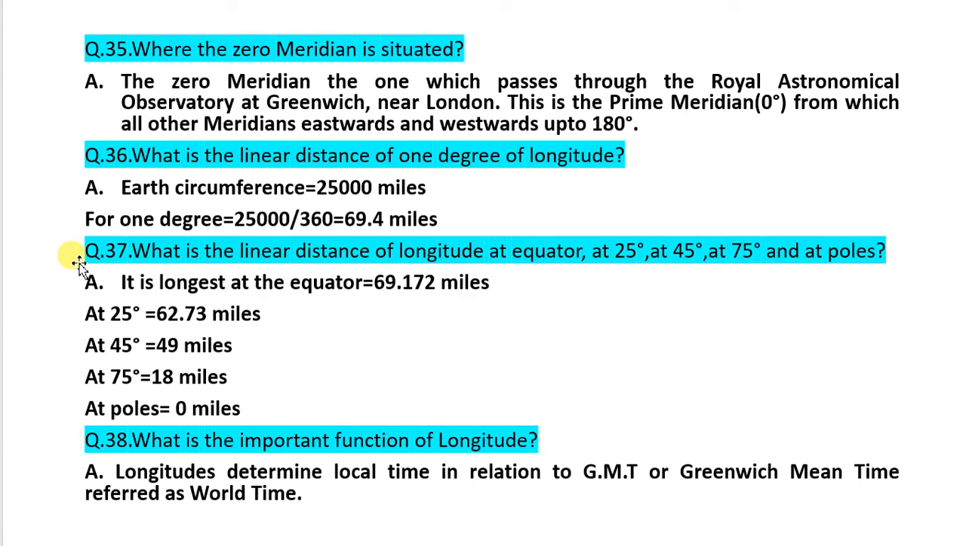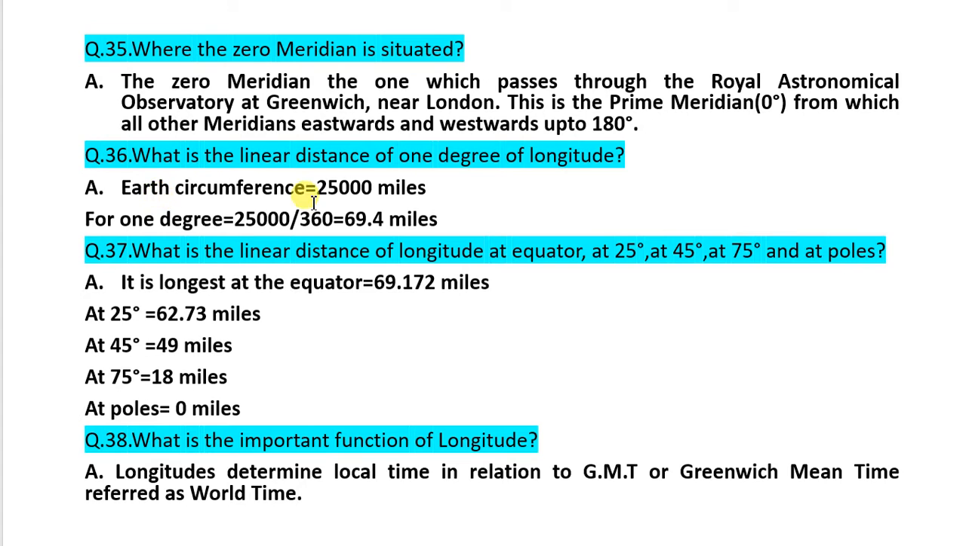Next question. Where the zero meridian is situated? The answer is, the zero meridian is the one which passes through the Royal Astronomical Observatory at Greenwich near London. This is the prime meridian that has 0 degree, from which all other meridians eastwards and westwards up to 180 degree. What is the linear distance of 1 degree of longitude?